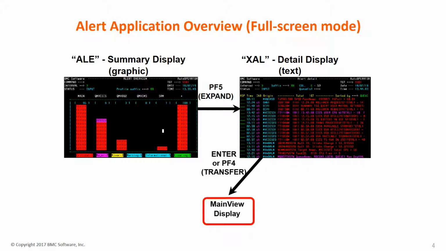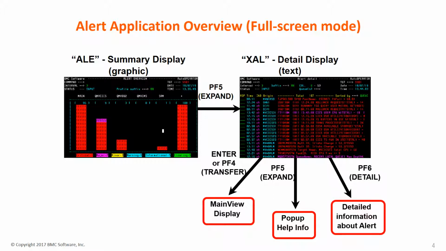From the XAL view, if I use the Enter key on an exception or an alert, or the PF4 key, I'll be transferred to the appropriate MainView display so you can begin your diagnosis of the exception. If we use the PF5 or expand key from this display, we'll get a pop-up help window that'll provide us with some additional information, or maybe some procedural things that the operations staff need to do. And if we do a PF6 on the alert, we'll get detailed information about the alert, which can be helpful for doing troubleshooting with your alert generation.